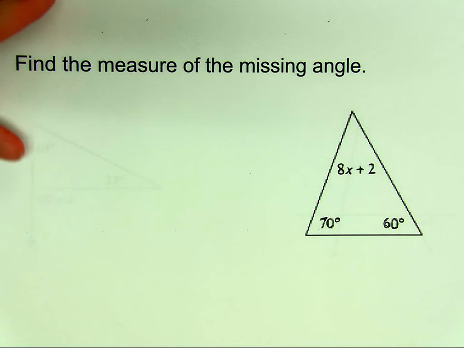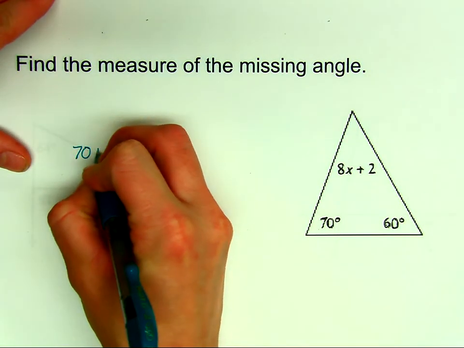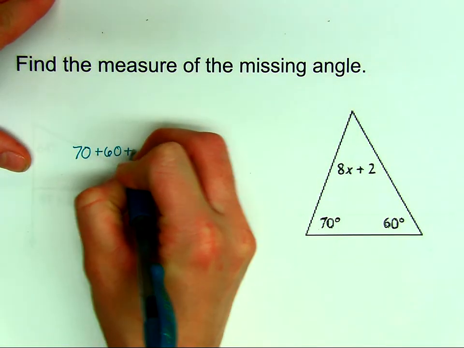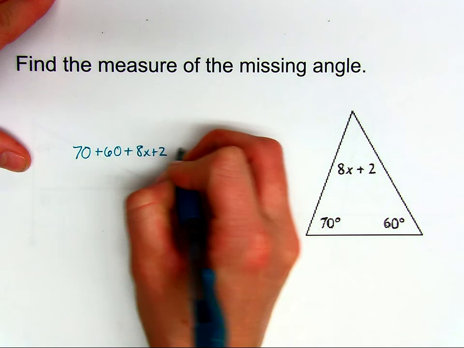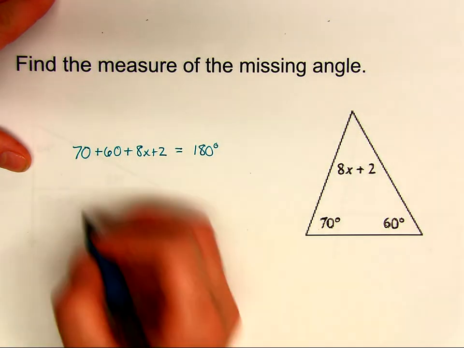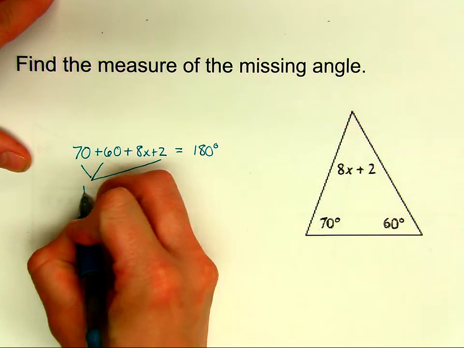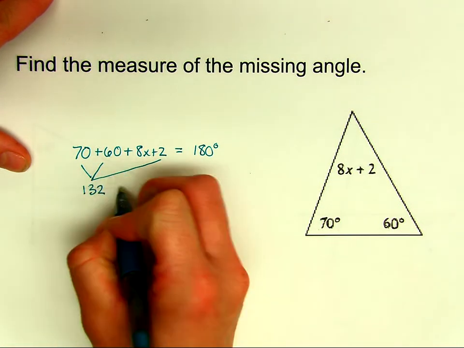All right, let's see how you did. So all three angles here have to add up to 180. So 70 plus 60 plus 8x plus 2 all add up to 180 degrees. So my 70, my 60, and my 2 I can all combine because those are all like terms on the same side.